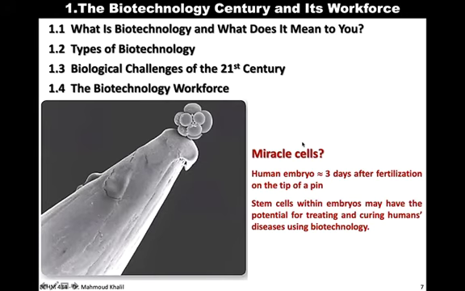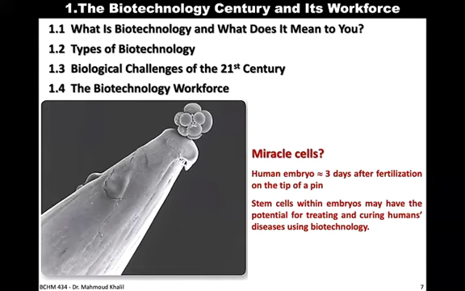So let's see this image, for instance. You can imagine this is the tip of a pin, and you can see that it has on this tip around an 8 blastomere stage. So the miracle cell or the human embryo, after 3 days of fertilization, you can see it on the tip of a pin. It's very minute and it's still a miracle cell. These miracle cells can develop into the whole embryo.